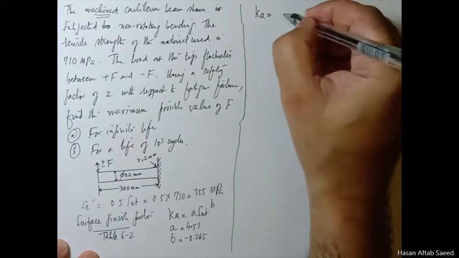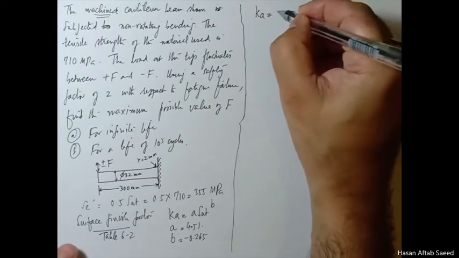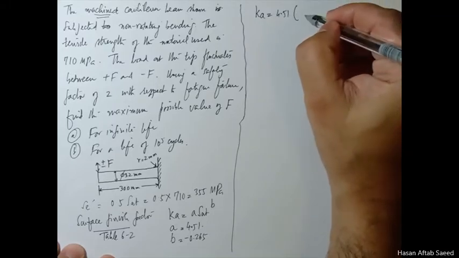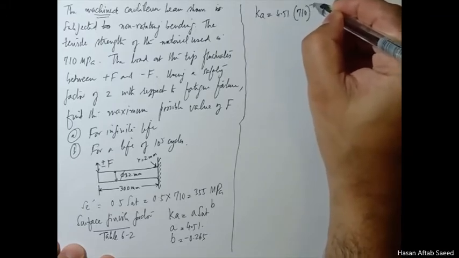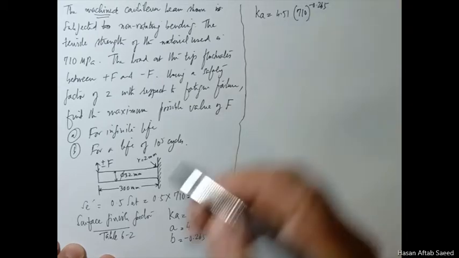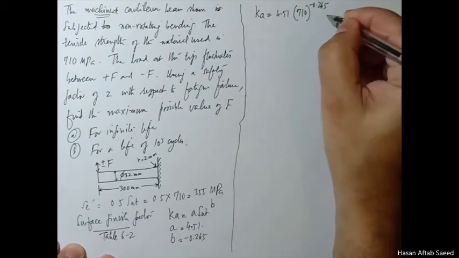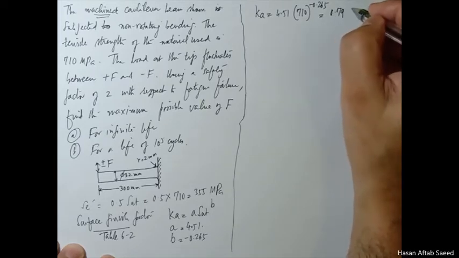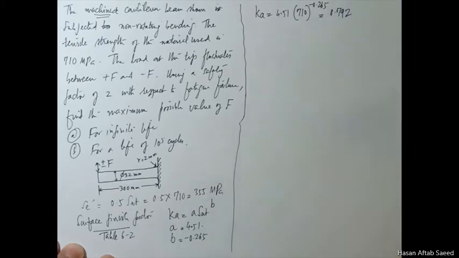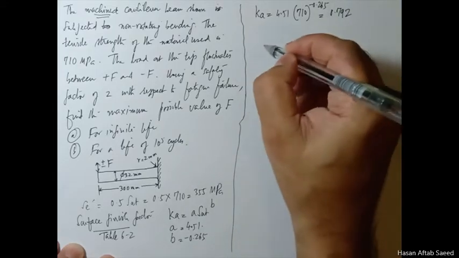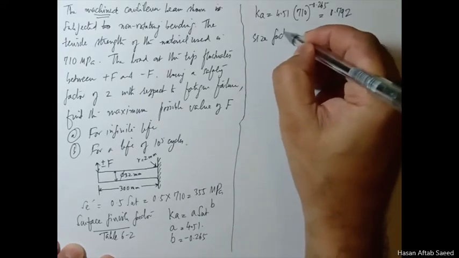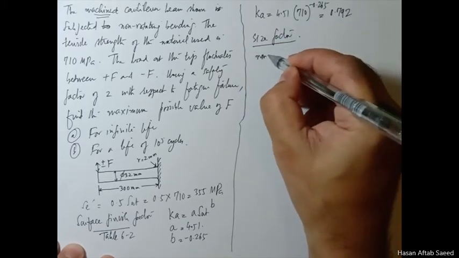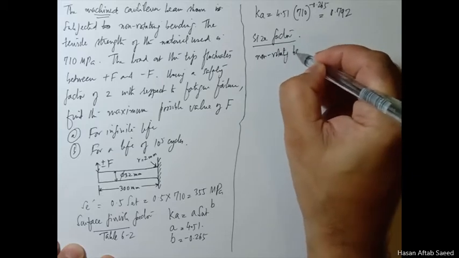Now if you use these expressions, then your Ka turns out to be 4.51 times 710 to the power -0.265, and this is 0.792. Now size factor. The second is the size factor that we need to consider. Now here is the case of non-rotating bending.